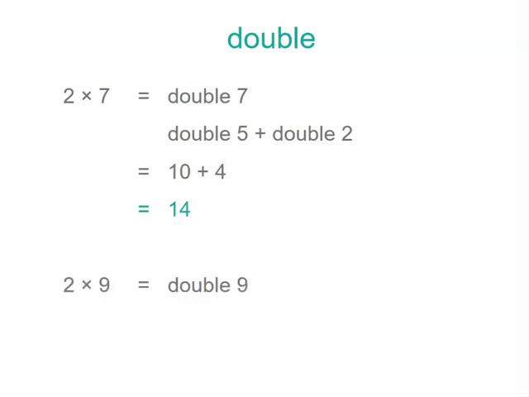2 times 9 is the double of 9. What could you do there? Why don't you have a go? If you don't know the double of 9, what could you split 9 into to help you?